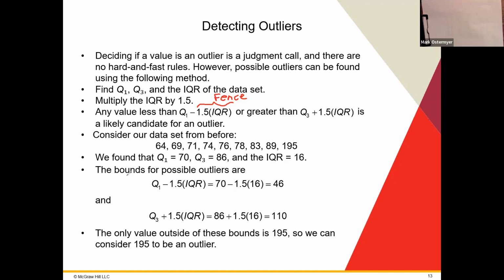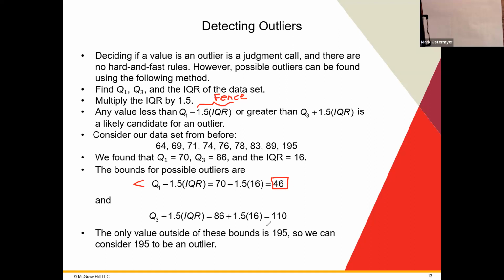Now, what would be the lower boundary and the upper boundary, or the cutoff values, for outlier values? Well, the lower boundary is going to be the first quartile minus 1.5 times your IQR. So it's going to be 70 minus 1.5 times 16, or 46. Any data value that is less than 46 is an outlier.